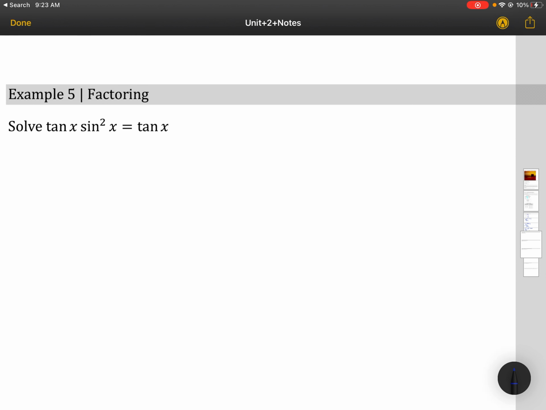Example 5 is an example in which we can factor. So let's see what that looks like. When we factor, we're going to group our terms on one side. So we would get tangent x times sine squared x minus tangent x equals 0. Both of these have a tangent in common, so we'll get tangent x times sine squared x minus 1 equals 0. So we have two possibilities.